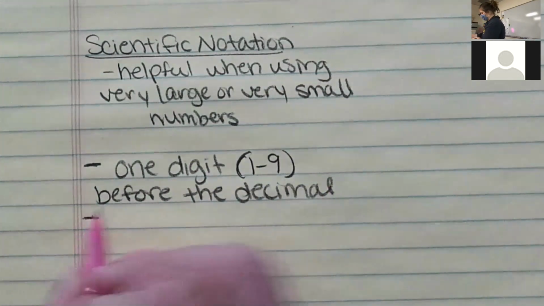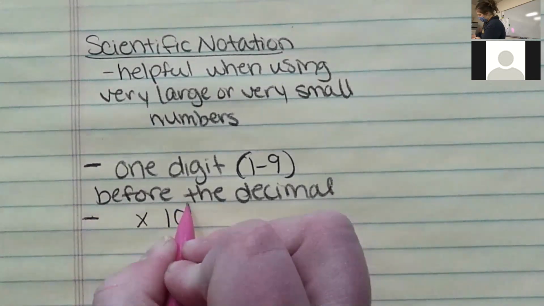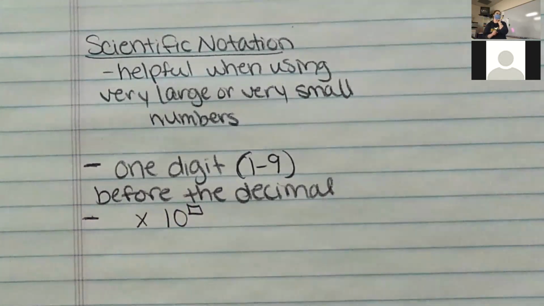Then after that decimal part, you have to write times 10 to some exponent. I'm going to put a little box up there because you have to fill that in. They do use the X for the multiply sign, which is kind of frustrating when you're talking about math, because then it looks like a variable. But if you know it's scientific notation, just know that that's the multiply sign.